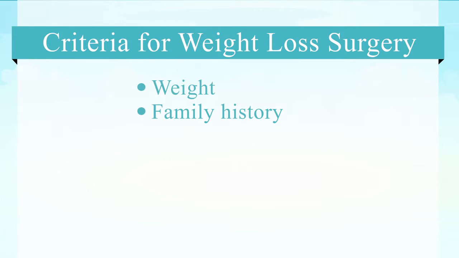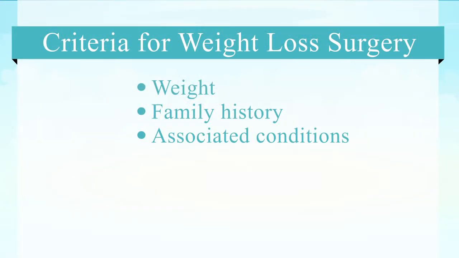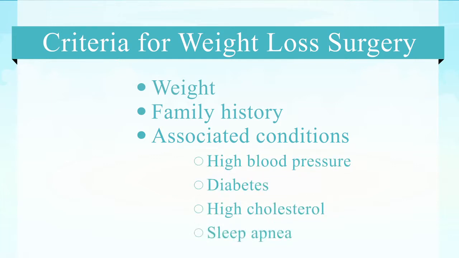Family history is very important. If the patient has had a family member who suffered a heart attack or a stroke, or is dealing with high blood pressure or diabetes, then they too probably are at increased risk relative to other people who do not have a family history. Of course, associated medical conditions are also important and increase risk. High blood pressure, diabetes, high cholesterol, and sleep apnea are all independent risk factors for heart disease, for hardening of the arteries, for heart attacks and strokes, and early death.